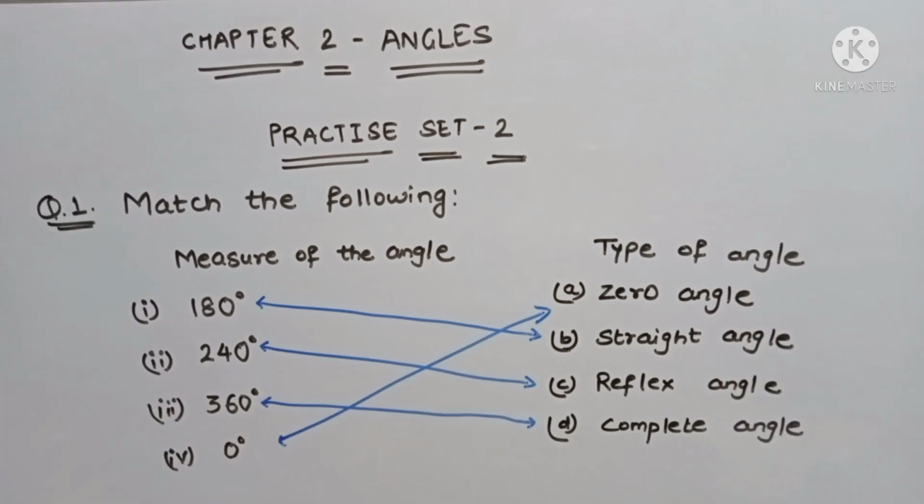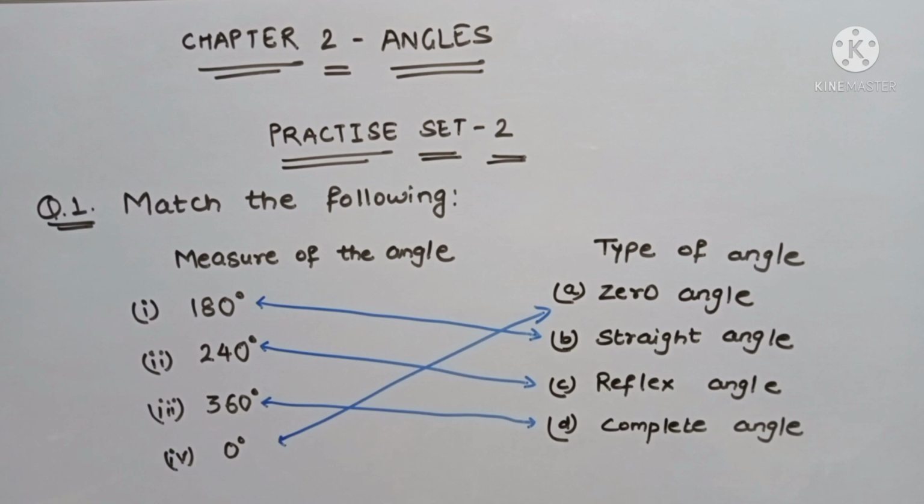So what will be the correct answers for question number 1? First is 180 degree. 180 degree is a straight angle. Starting from 0 to 180, you will see that a straight angle is formed. So 180 degree is known as a straight angle. Second is 240 degree. It is a reflex angle because it moves more than 180 degree. It is creating a reflex side. So it is known as a reflex angle.